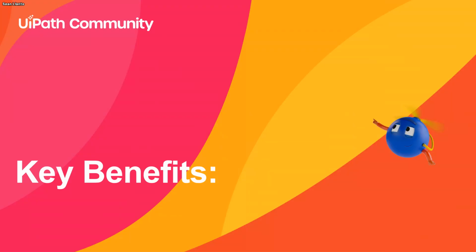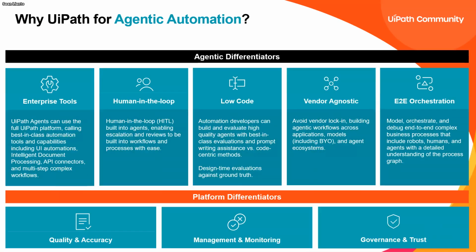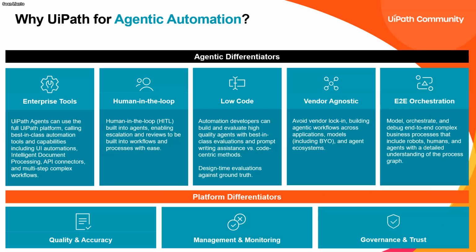So what are the key benefits? I'm tackling this question with regard to why UiPath agents, why UiPath agentic automation. There are a few things when we talk about key differentiators of the agentic solution within UiPath. The first one would be enterprise readiness. Within UiPath itself, you have an enterprise solution. You have best-in-class UI automation. You're able to perform document processing. You have API connectors across the industry. You also have human in the loop, where you can build it into agents as part of the escalation point.